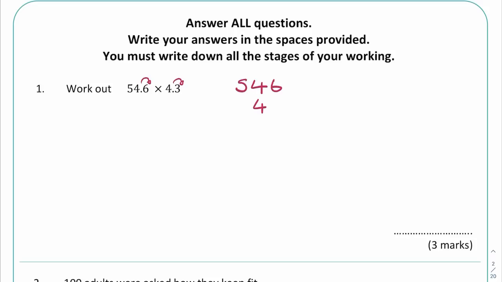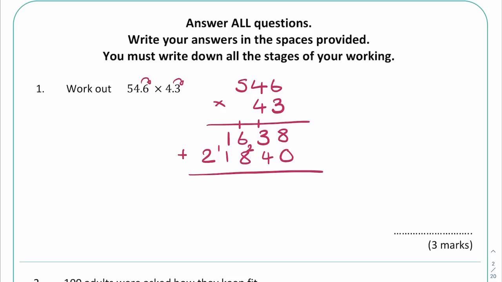546, and we're going to multiply that by 43. Whatever method of multiplication you want to use is fine. 3 times 6 is 18, 3 times 4 is 12, plus the 1 is 13, 3 times 5 is 15, plus the 1 is 16. Placeholder for the 40, 4 times 6 is 24, 4 times 4 is 16, plus the 2 is 18, and then 4 times 5 is 20, so 21 at the end, and then we just need to add that all together. So 8, 7, that's 14, 3, and 2.